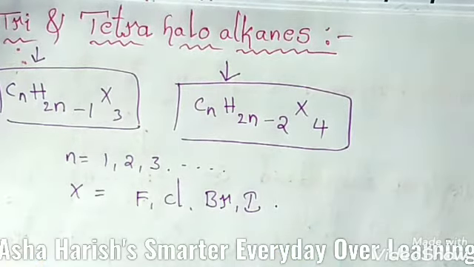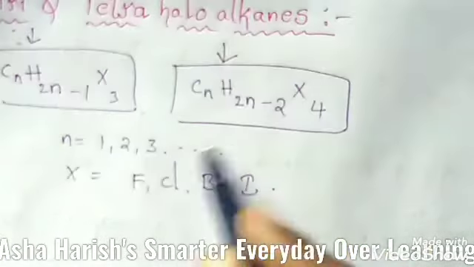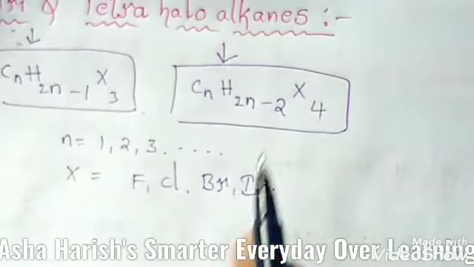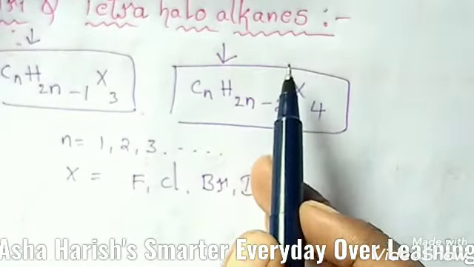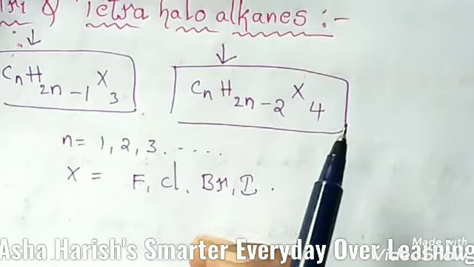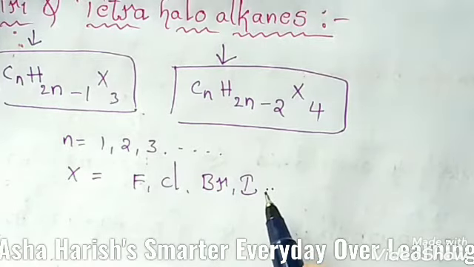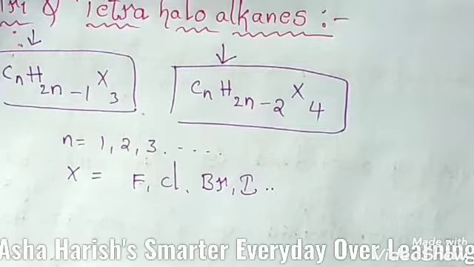Okay students, and IUPAC names. In the IUPAC system, these are called trihaloalkanes and tetrahaloalkanes. The positions of the halogen atoms on the carbon chain being indicated by Arabic numerals, as I told you previously. And students, common names or trivial names. Let's see.